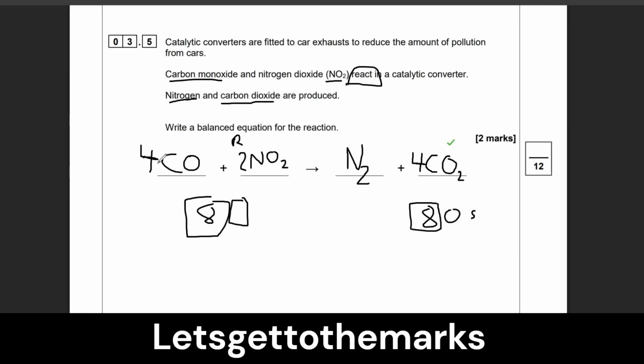Finally, yes, we are here. Good. 8 O's, 8 O's. Let's just check the nitrogen again. 2 N's, 2 N's. Beautiful. 4 C's, 4 C's. 8 O's, 8 O's. Oh my gosh, that was long. Don't know why I found that hard today, but there we go. It happens.